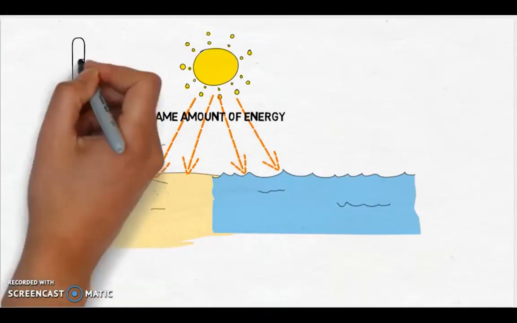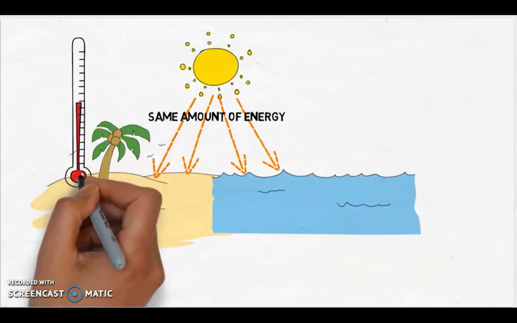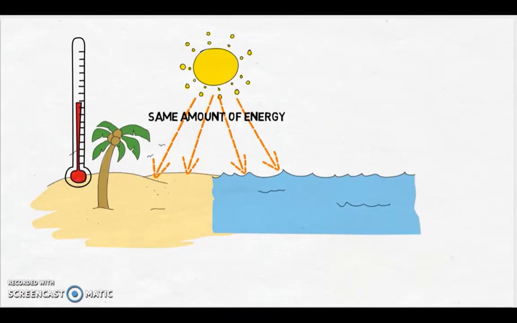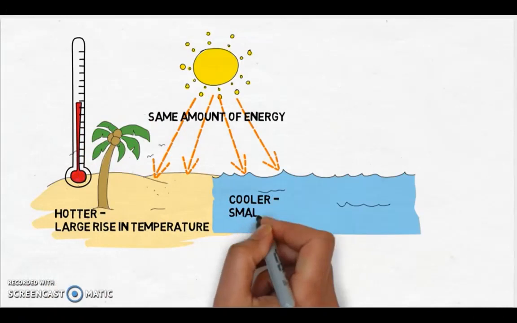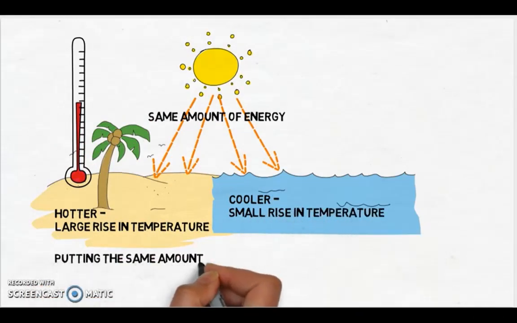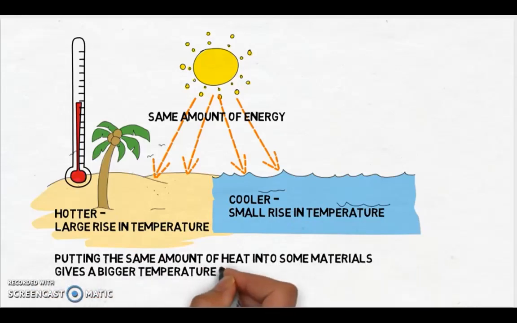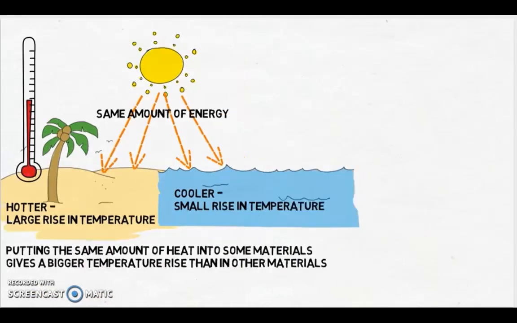But even though it's the same amount of energy, you'll notice that the sand actually heats up a lot quicker and to a higher temperature than the water does. So even though it's the same amount of energy, the sand will have a larger rise in temperature than the water. This is because when we put the same amount of heat into some materials, it gives a bigger temperature rise in one than it might in the other. So let's use another example of this.